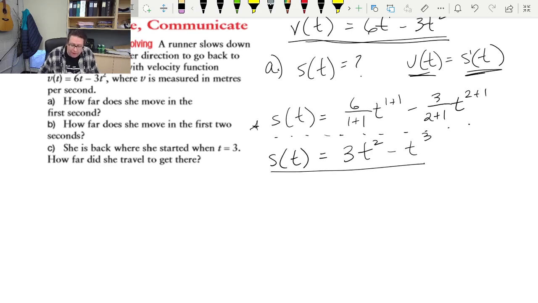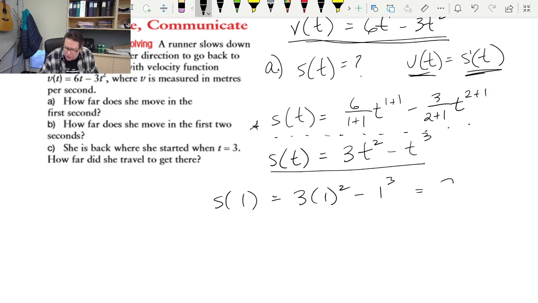Okay, what am I doing with this? Oh yeah, how far do we move in 1 second? So I want s of 1 second. So that's going to be 3 times 1 second squared minus 1 second cubed, which is 3 minus 1, which is 2, and s positions in meters here because velocity is in meters per second. So there's my A answer.